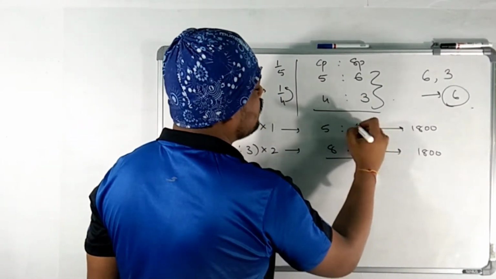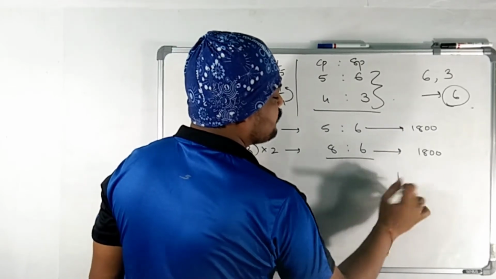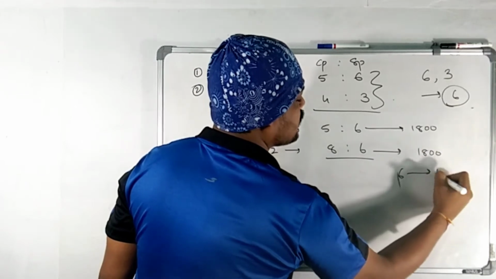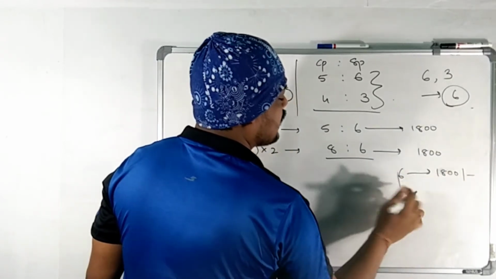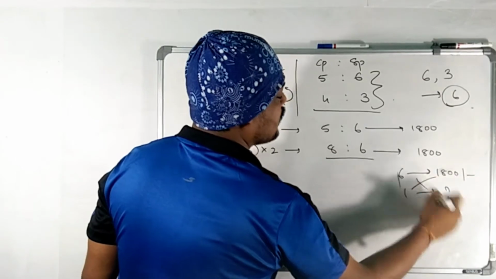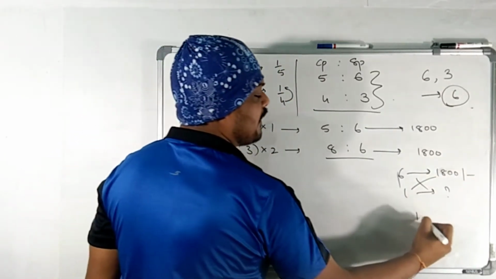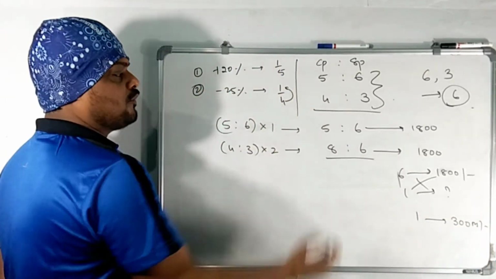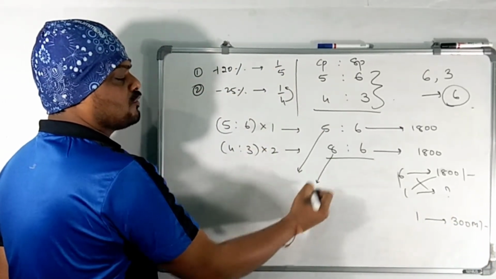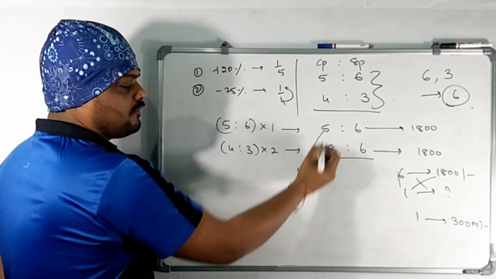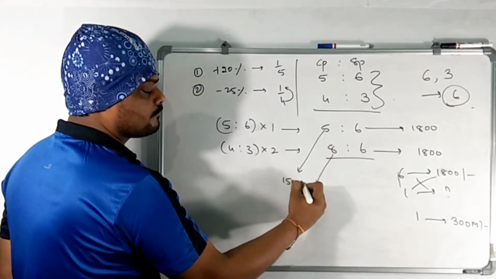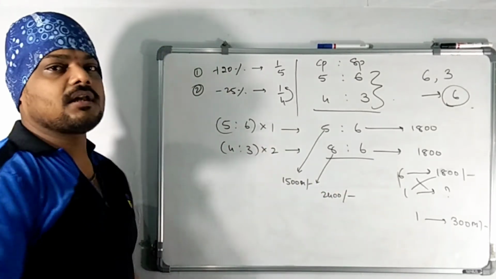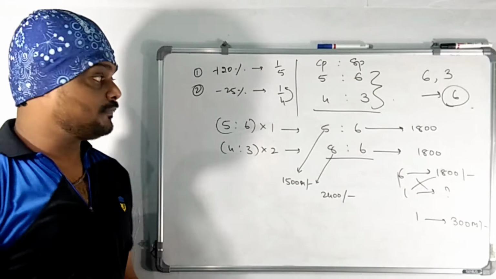And then here, if 6 units value is 1800 rupees, then what is the value of 1 unit? Directly by cross multiplication, you will get the value of 1 unit is 300 rupees. By this 1 unit value you can calculate the unit values of 5 and 8. So 5 units value is 1500 rupees and 8 units value is 2400 rupees. These are the exact answers which we need here.